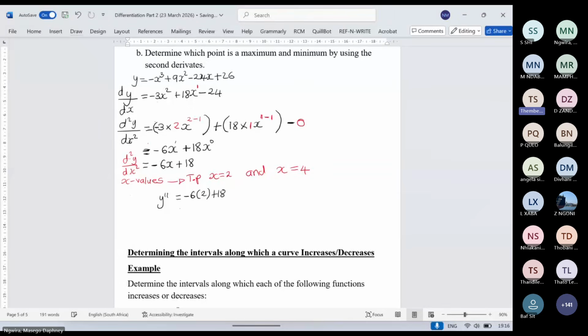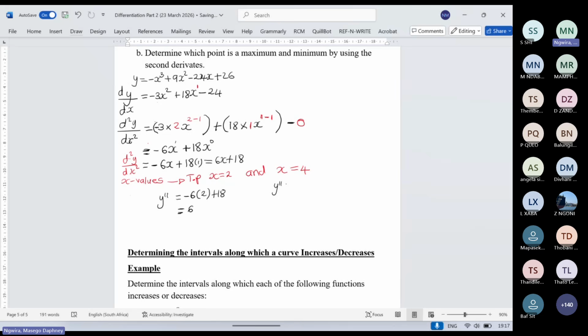6. Sorry, okay, ma'am. Didn't you say 18 is negative 6x? I said x to the power of 0 is 1. Then 1 times 18 is 18. Okay, there's a 1, times 1. Then the final answer will be negative 6x plus 18. Okay, fine. Thank you. All right.